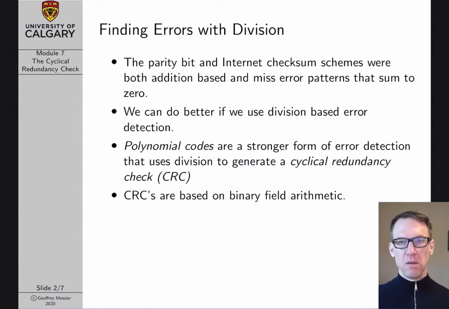And CRC error detection is a form of polynomial code that is based on a field of mathematics called binary field arithmetic. It turns out that this area is used for all kinds of digital communications codes. Some families of error correction codes can be understood based on binary field or finite field arithmetic. So I'm going to give you a little bit of an introduction into this area of math.